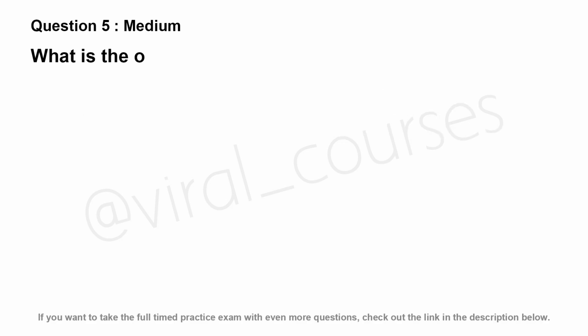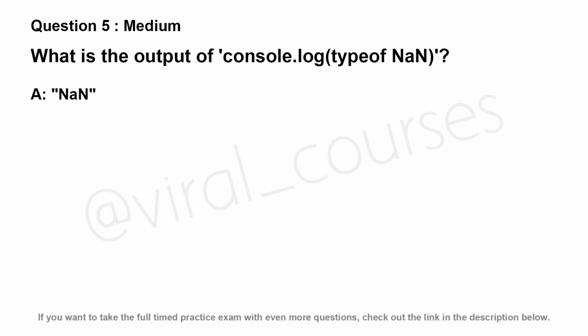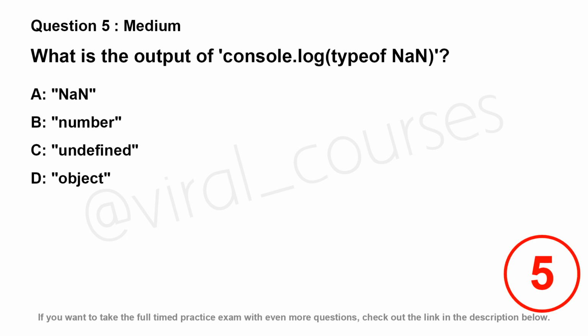What is the output of console.log, typeof NaN? Option A, NaN. Option B, number. Option C, undefined. Option D, object.